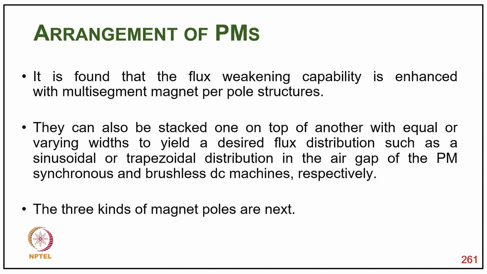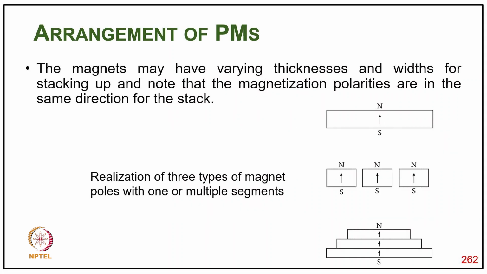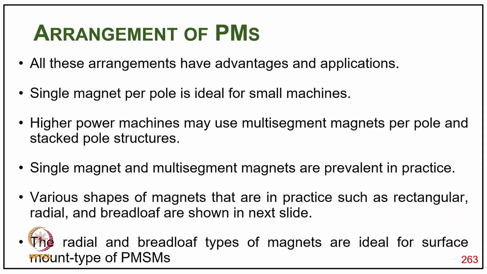They can also be stacked one on top of another with equal or varying width to yield the desired flux distribution, such as sinusoidal or trapezoidal distribution in the air gap of the PM synchronous or permanent magnet brushless DC machine respectively. The three kinds of magnet poles are shown in the next slide. The magnet may have varying thickness and width for stacking up, and note that the magnetization polarities are in the same direction, as you can see in the three types of magnets, with the stacks, with different pieces, and single piece. All three arrangements have advantages and applications.